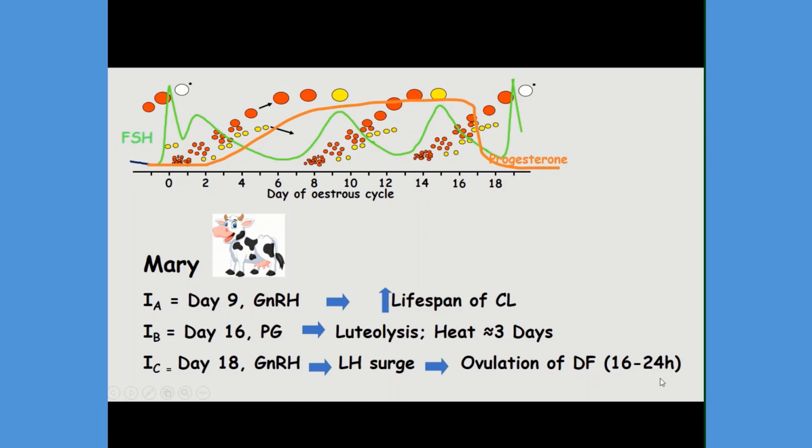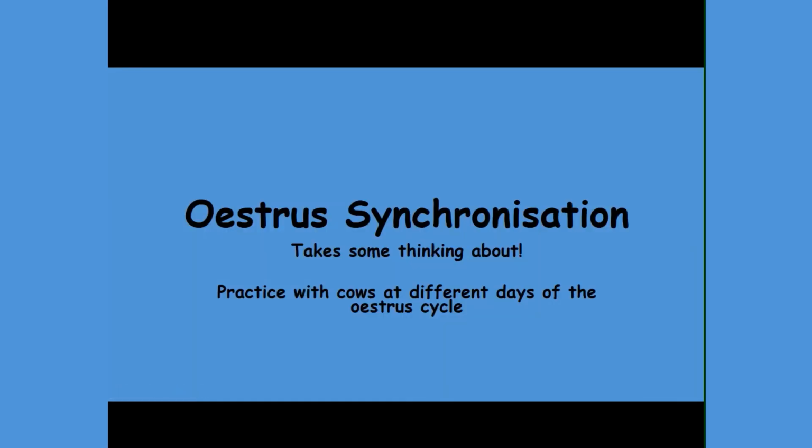So as you can see, in all 3 cows, the ovulation of the dominant follicle occurs roughly 16 to 24 hours after the second GnRH injection. So it takes some thinking about. What one needs to do is go home and practice with cows at different stages of the cycle. Just start at a cow on day 1, see what will happen, so that by the time the second injection comes around, what would you be presented with? And where would that cow be in a new cycle, or if it's continuing in the same cycle? Okay, and the third injection, similarly.